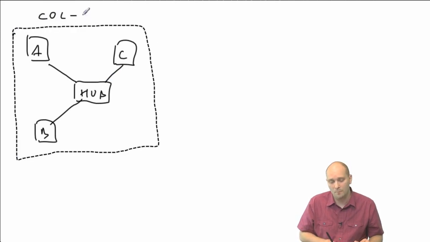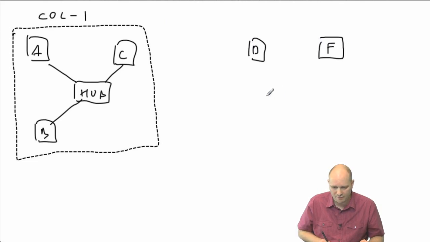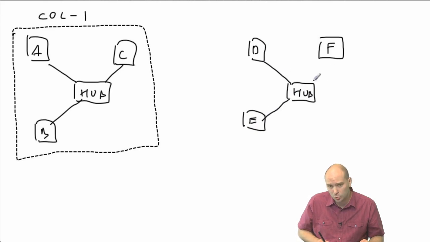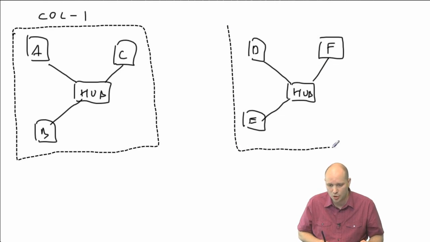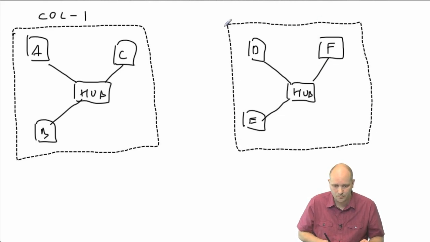Now, let's have the exact same setup here, except that we are going to have devices D, E, and F. And let's have another hub here. These devices here also form a collision domain, but this is a different collision domain. As you can see, they are not interconnected yet. This is collision domain number 2.